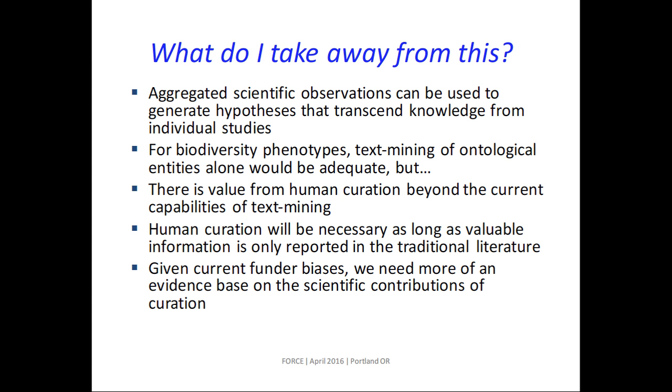So what do I take away from this experiment? And hopefully you do too, although this is very rushed. Aggregated scientific observations could be used to generate hypotheses that transcend the knowledge from any individual study. So we're talking here about hundreds of studies. For biodiversity phenotypes, text mining of the entities alone would have been adequate. That it gives us some separation, but there's value from human curation beyond what text mining can do today. We can't capture all those relationships with text mining alone. That requires human expertise. And human curation is going to be necessary as long as this kind of valuable information is only reported in traditional literature, and that's going to be the case for years to come.